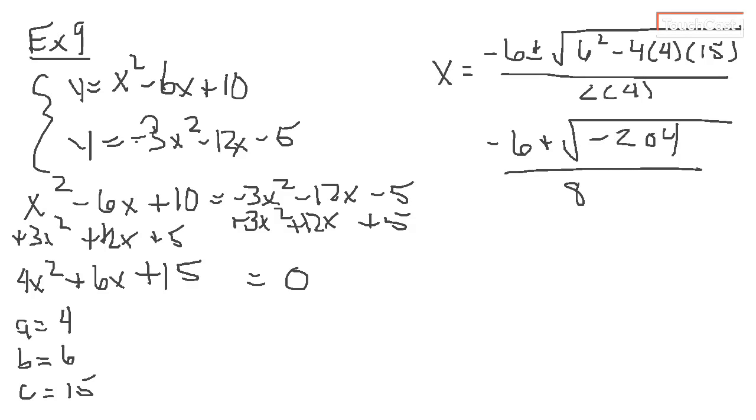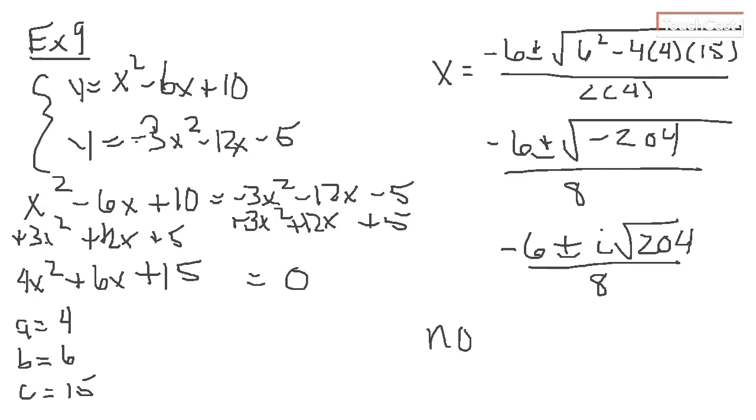Now, I look at this, and I can automatically tell we're going to have an issue. Because if you remember back to our unit on complex numbers, the square root of a negative number means we can pull an i out. So negative 6 plus or minus i square root of 204. I don't even care if we can break 204 up. We have an imaginary solution here, which means we have no real solutions. We don't even have to continue.